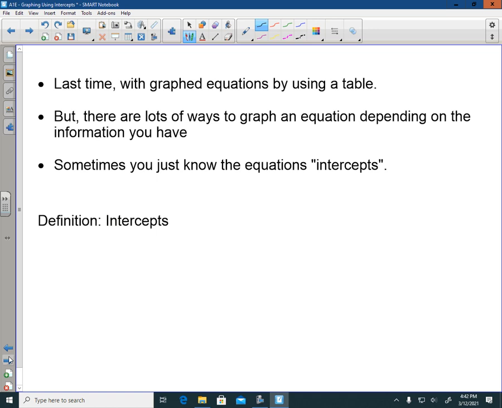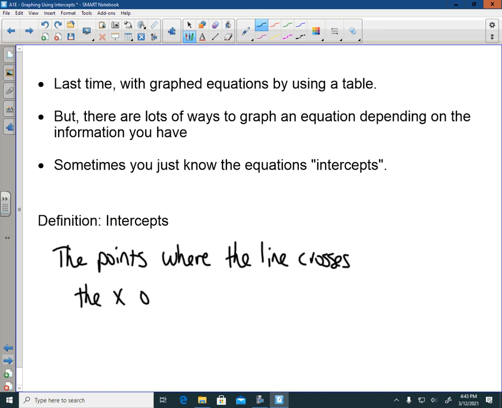But sometimes all you know is what's called the equation's intercepts. What intercepts are: the points where the line crosses the x or y axis. The points where the line crosses the x or y axis.